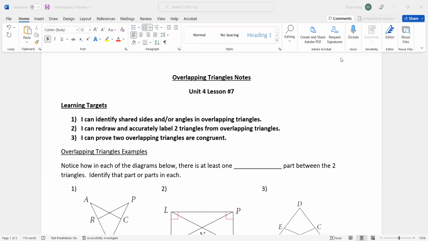So the first thing I want you to look at is learning targets. Identifying shared sides and/or angles is key, and we're going to spend some time on that here at the beginning of the notes. Redrawing and accurately labeling two triangles from overlapping triangles is another thing that can be a very good tool to know. And ultimately, I want you to be able to prove that two overlapping triangles are congruent.